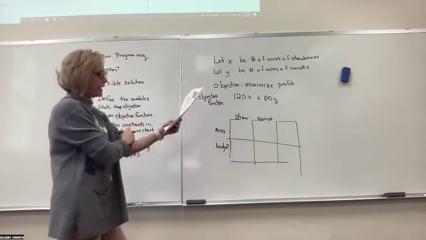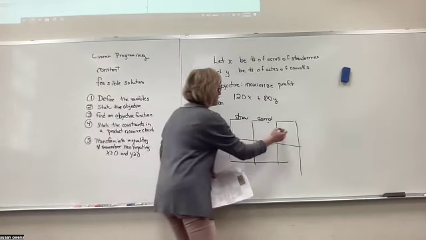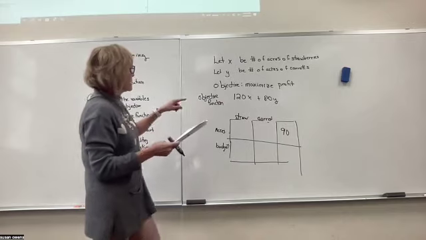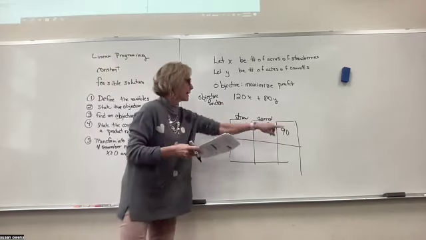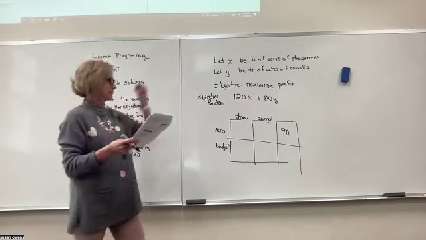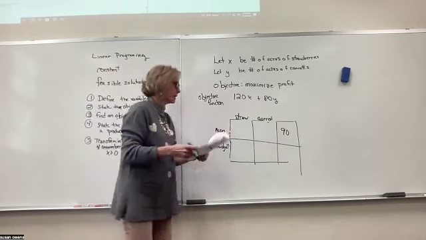So how many acres does she have total? 90. And what would we add together to get that 90? The acres of X and Y. X and Y, right? X and Y would give me 90.